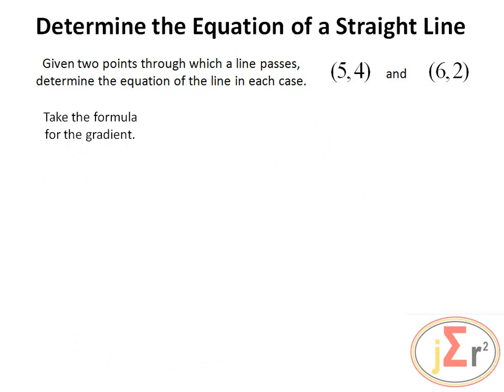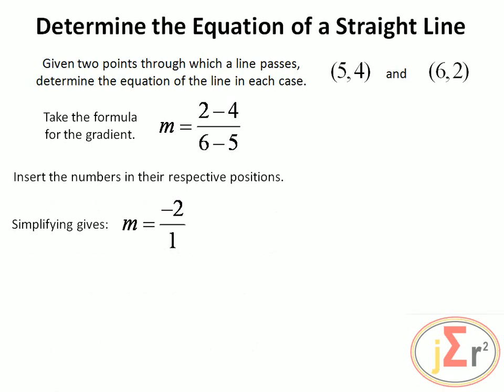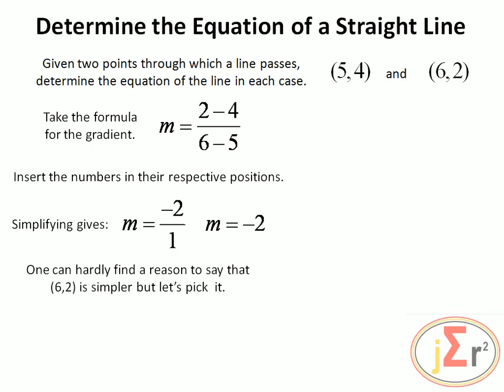Now, we are going to continue and we are going to use two other points. We are going to determine the gradient, of course. Insert the numbers in their respective positions, just like the substitution that we have done before. And then, after we have done that, we are going to simplify. And the gradient is negative 2. One can hardly find a reason to say that 6-2 is simpler, but let's pick it. So 6-2 might not be simpler than 5-4. Maybe just touch and go, so we choose any point. Any point that we choose will give the answer nonetheless.